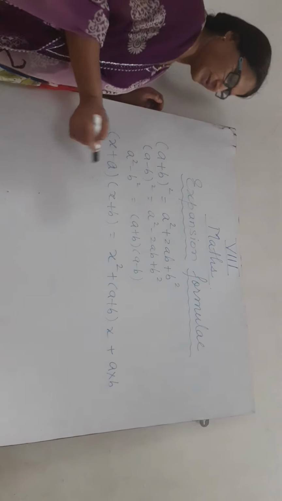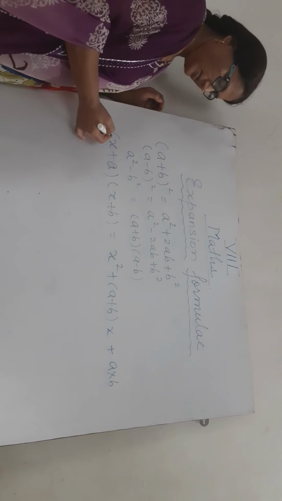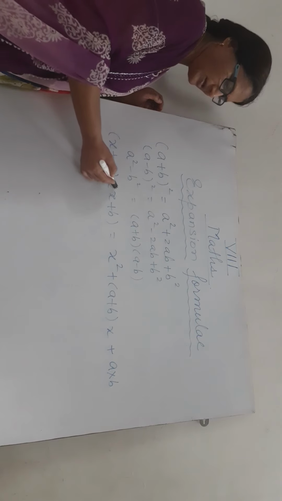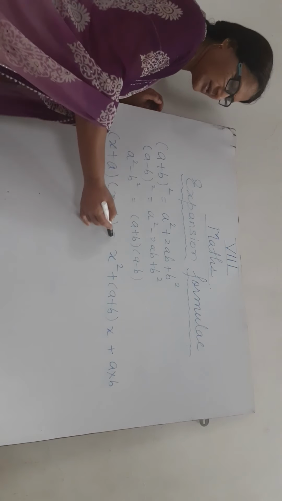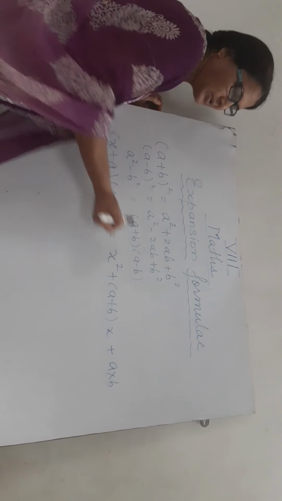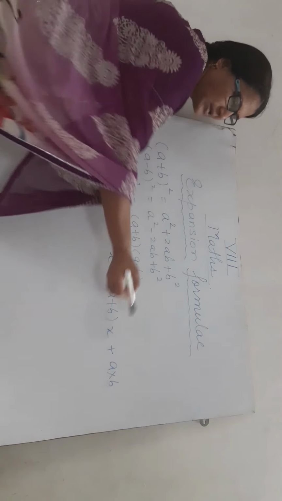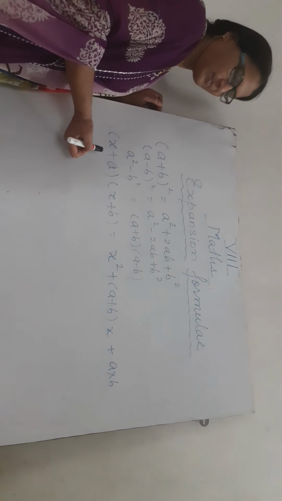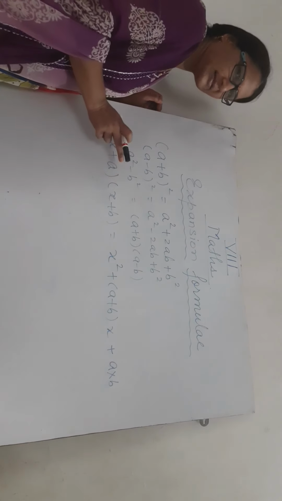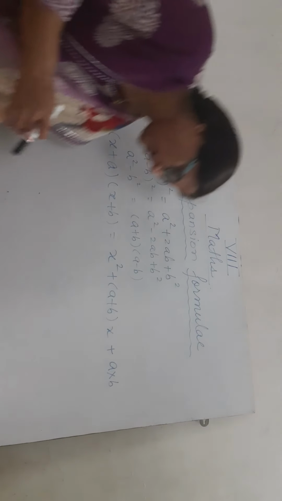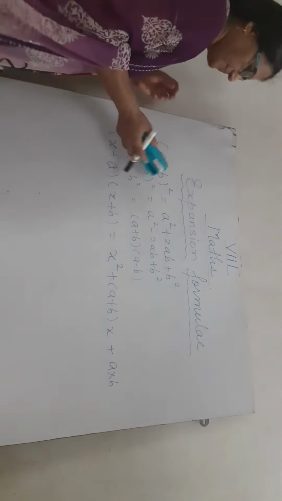After that we learned the expansion of (x plus a) in the first bracket multiplied by (x plus b) in the second bracket is equal to x square plus, in the bracket, (a plus b) multiplied by x plus ab, or a multiplied by b. Now today's expansion formula is (a plus b) whole cube. How to expand it?